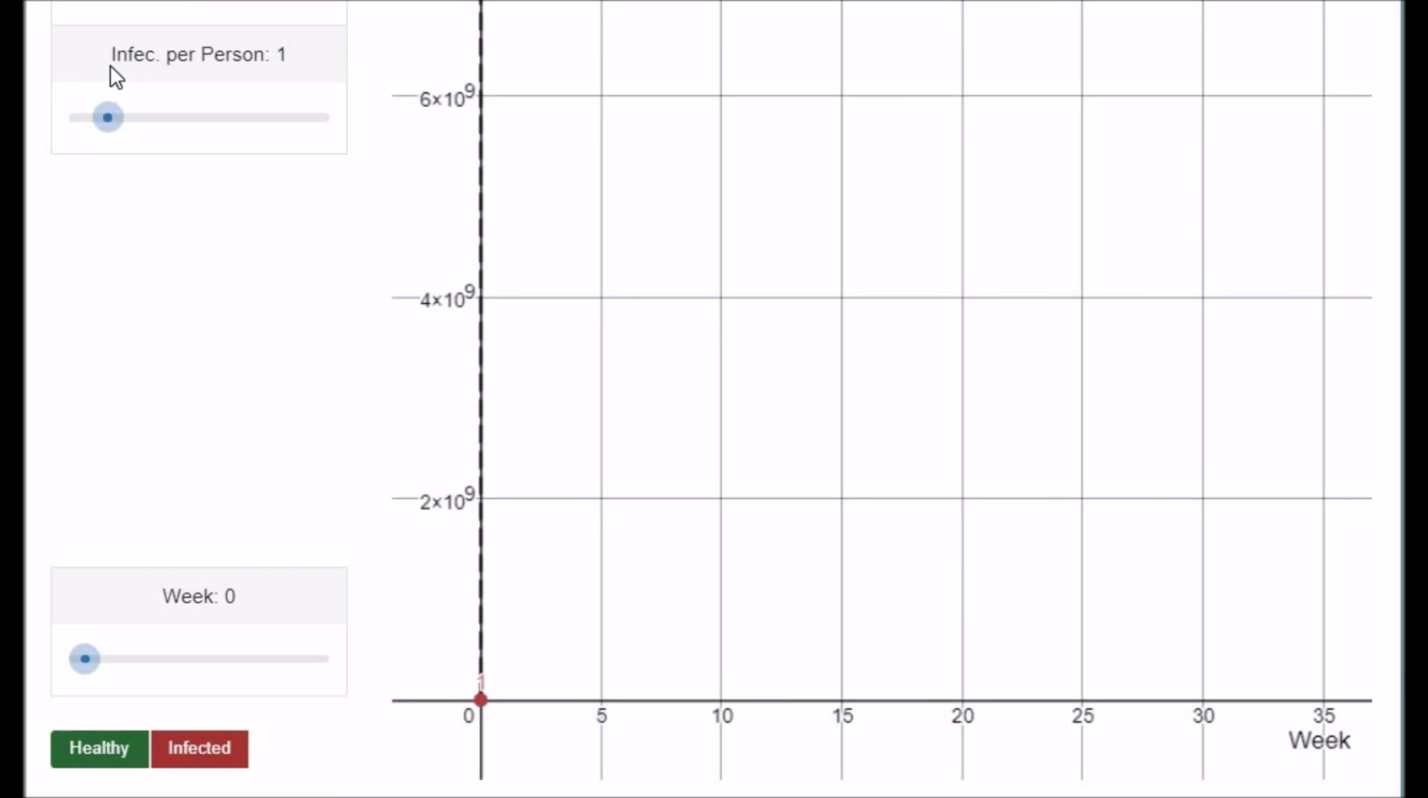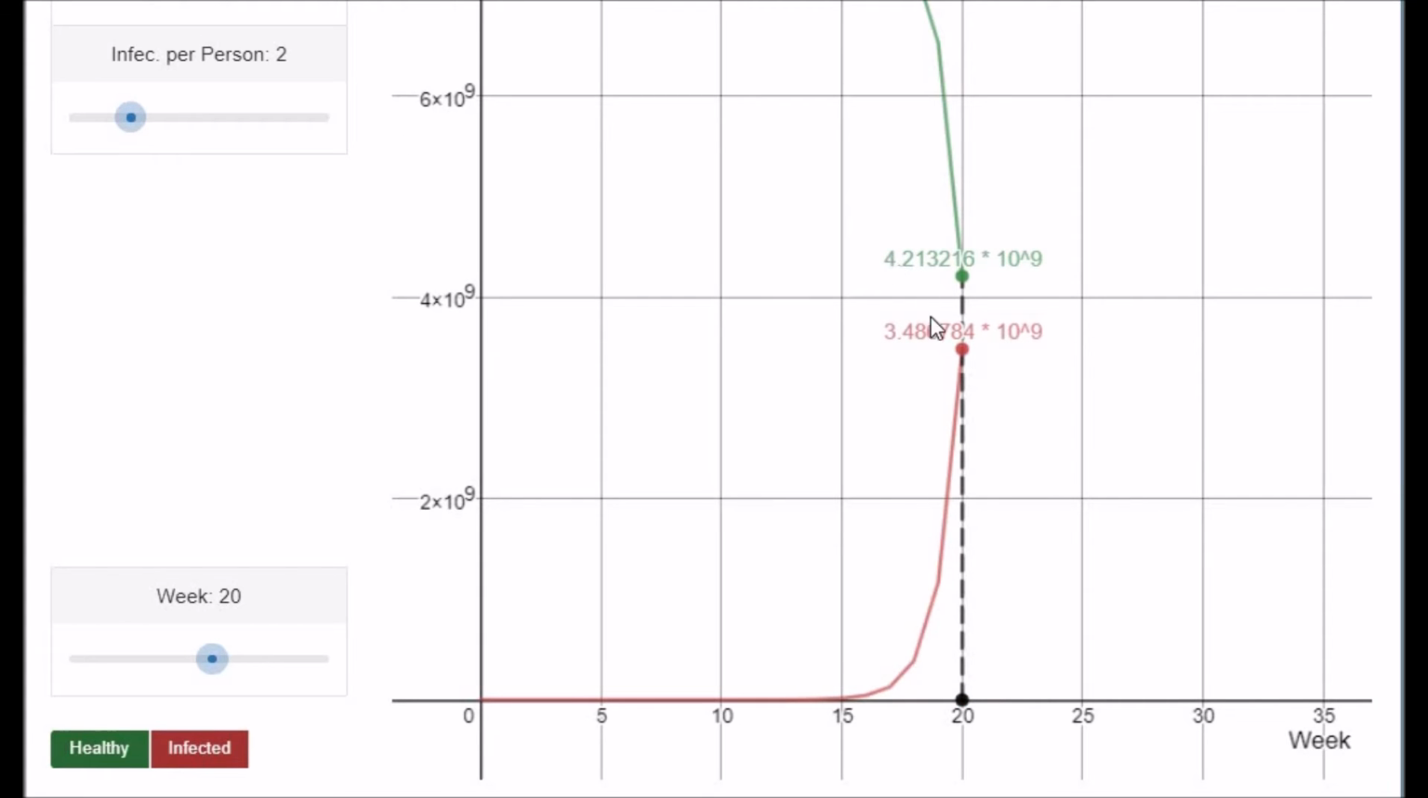As you can see, it's written "infection per person", which is currently 1. This shows the R0 value. Currently it's at 1 and the week is 0. So let's say after 20 weeks. After 20 weeks, if the R0 value is 1, the disease would spread to somewhere around 1 million people. But if the R0 value is 2, the number of people infected goes up to 4 times 10 to the power 9, which is almost half the world population.